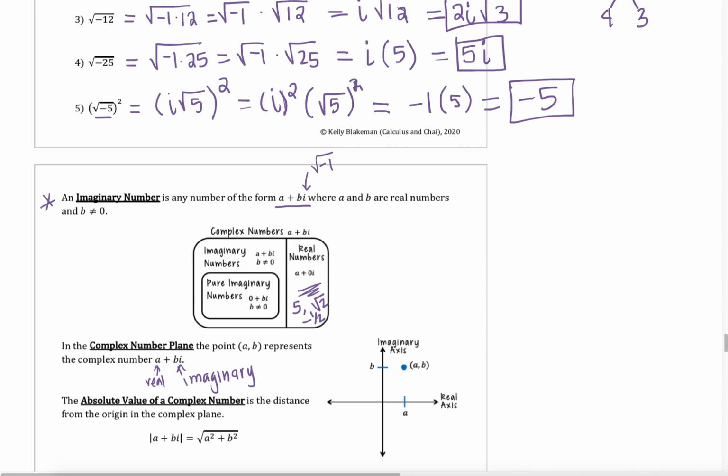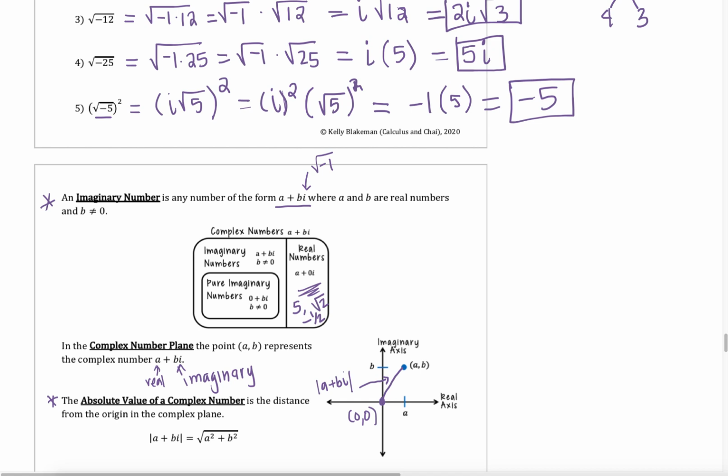Now we can also find the absolute value of any complex number. By definition, the absolute value of a complex number is the distance from the origin in the complex plane. So our origin is still right where we expected it to be at 0, 0, and the absolute value is the distance between the origin and that complex number. So this purple line right here represents the absolute value of a plus bi. Now I have the definition down below as the square root of a squared plus b squared, but I want to talk about where that's coming from.